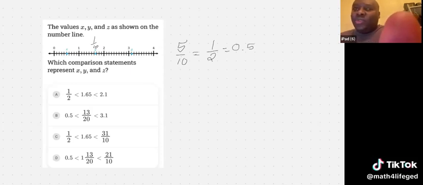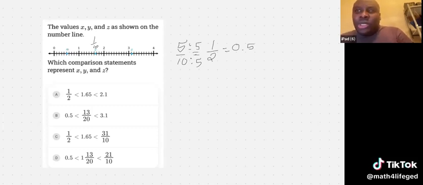Because this is 0, this is 1/10, 2/10, 3/10, 4/10, 5/10. But notice that is halfway in the middle. It is the same thing as 1/2, because when you simplify 5/10 by 5, 5 divided by 5 is 1, and 10 divided by 5 is 2. So that's why we call it half. We can also call it 0.5. How do we know? Because this was 0, this is 0.1, 0.2, 0.3, 0.4, 0.5. Makes sense.